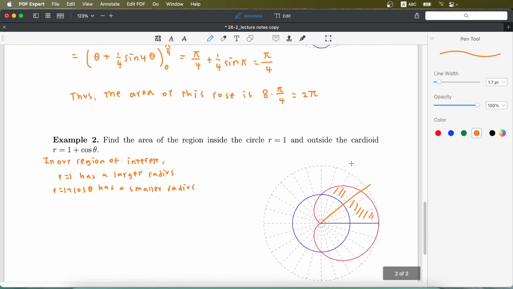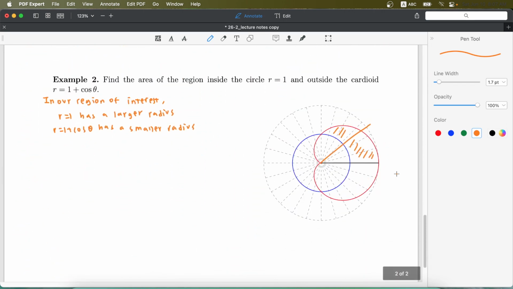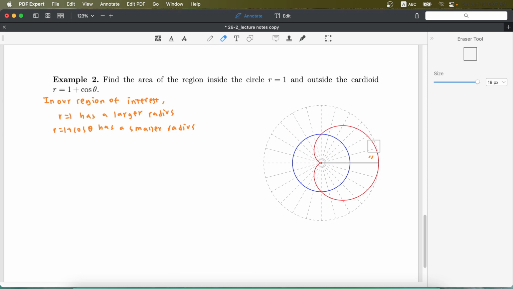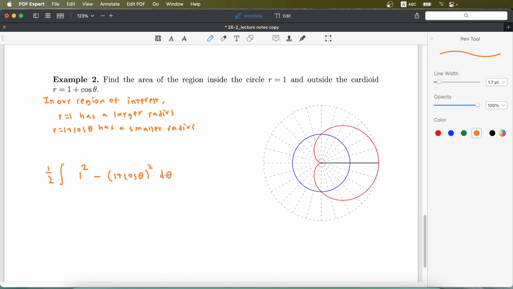So right here, this is a different problem. Let's assume we are finding this area. Then you can see that we want to switch these two. So that means right here we can use our formula: 1/2 larger radius squared minus smaller radius squared.